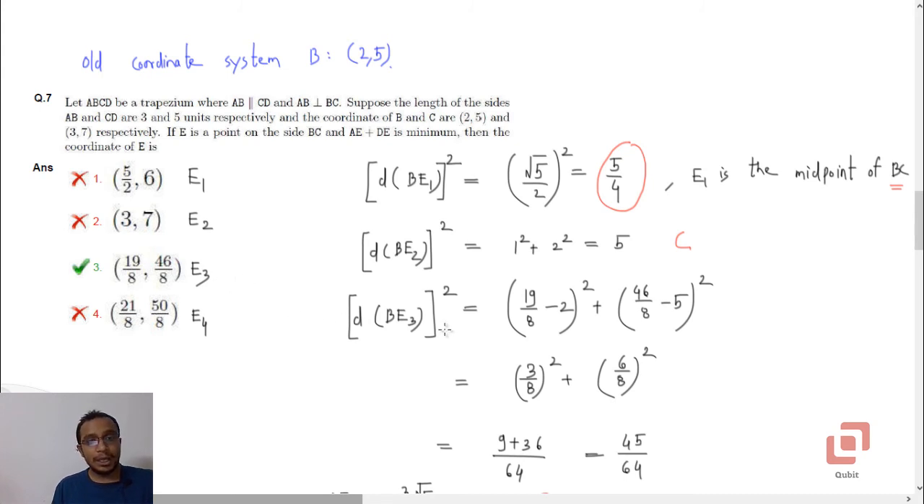Now B is 2, 5, and E3 is 19 by 8, 46 by 8. So I apply the distance formula now. (19 by 8 minus 2) will be 19 minus 16, or 3 by 8, bracket squared, plus (46 by 8 minus 5), or 46 minus 40 divided by 8, or 6 by 8, squared. So it is 9 upon 64 plus 36 upon 64, which is 45 by 64.